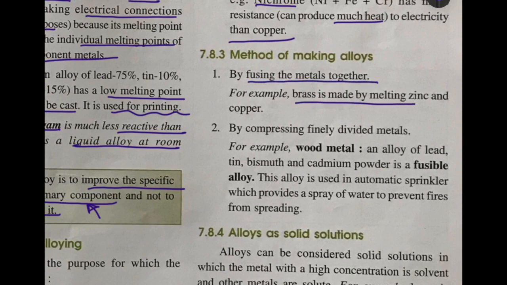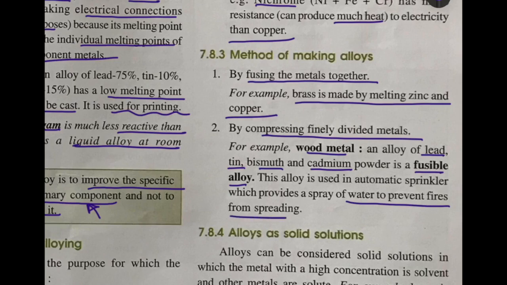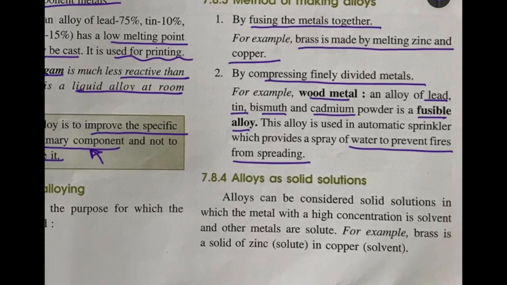Brass is made by melting zinc and copper, and they will be made into one single mass. By compressing finely divided metal, wood metal is an alloy of lead, tin, bismuth and cadmium powder, and it is a fusible alloy. This alloy is used in automatic sprinklers, which provide a spray of water to prevent fires from spreading.